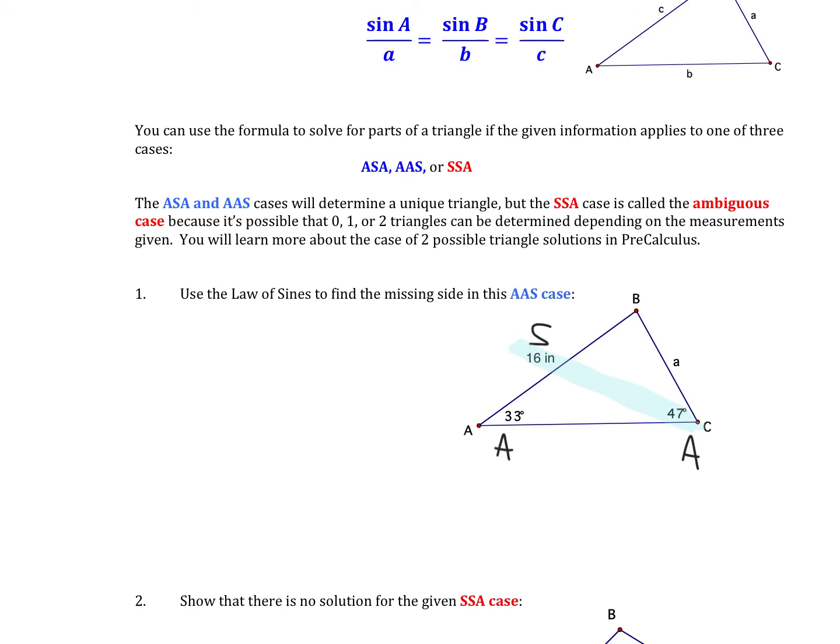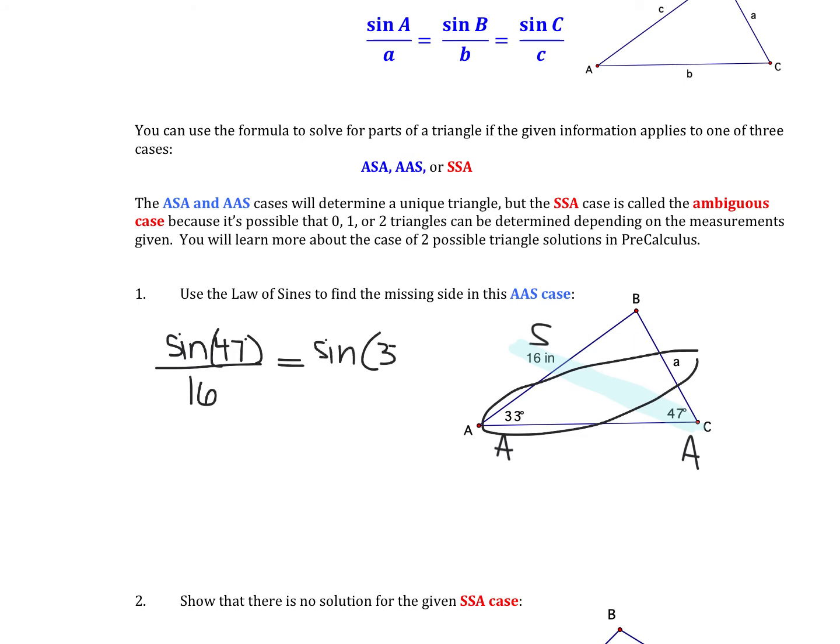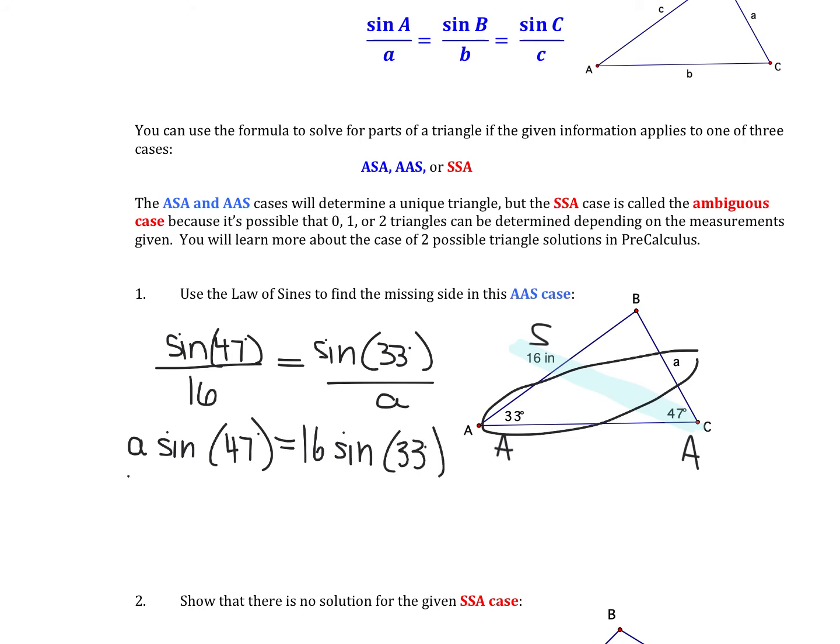So the law of sines says sine of the angle, 47 degrees, over the side across from it, so 16 in our case, is going to equal, now we have this situation, we're going to look for little a. It's going to be the sine of 33 degrees over little a. Okay, I'm going to cross multiply, so it's a times the sine of 47 degrees equals 16 times the sine of 33 degrees. To get a by itself, I would have to divide both sides by sine of 47. And then to get a, I will use my calculator.